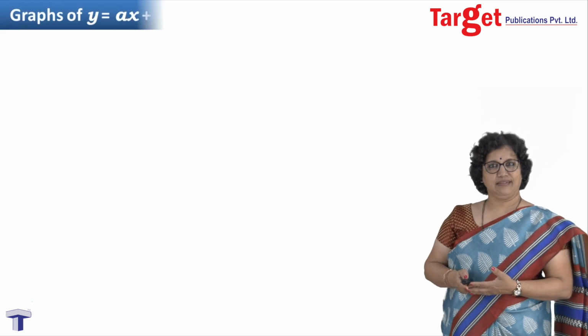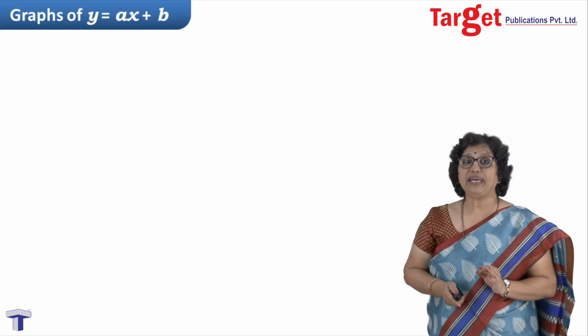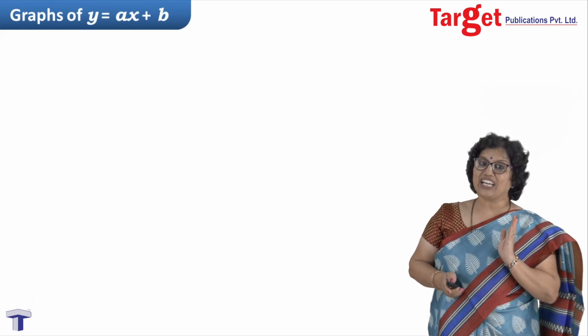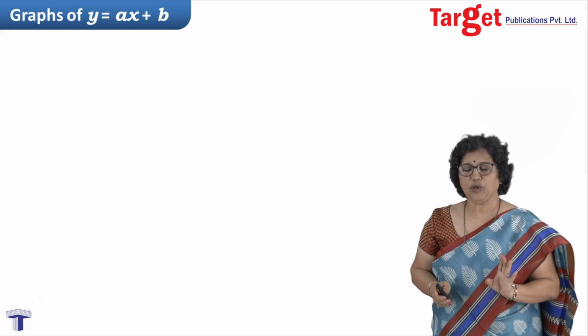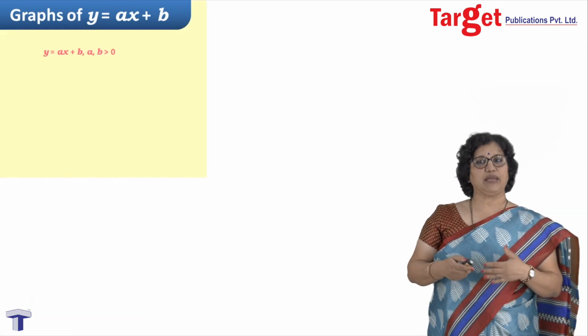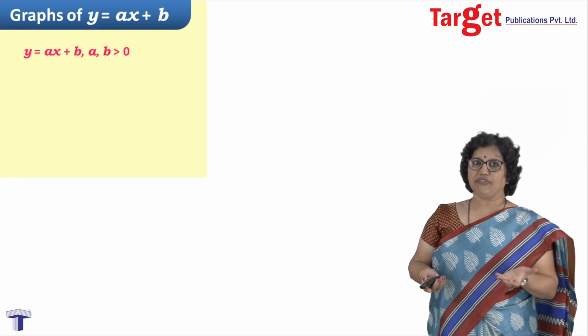So I start with first y equal to ax plus b. Ax plus b is a linear polynomial. This you all know. Degree of x is 1, so it is called a linear polynomial. Now, what are a and b? A and b actually can be anything. When I say anything, any real number. Positive, negative, we do not know.